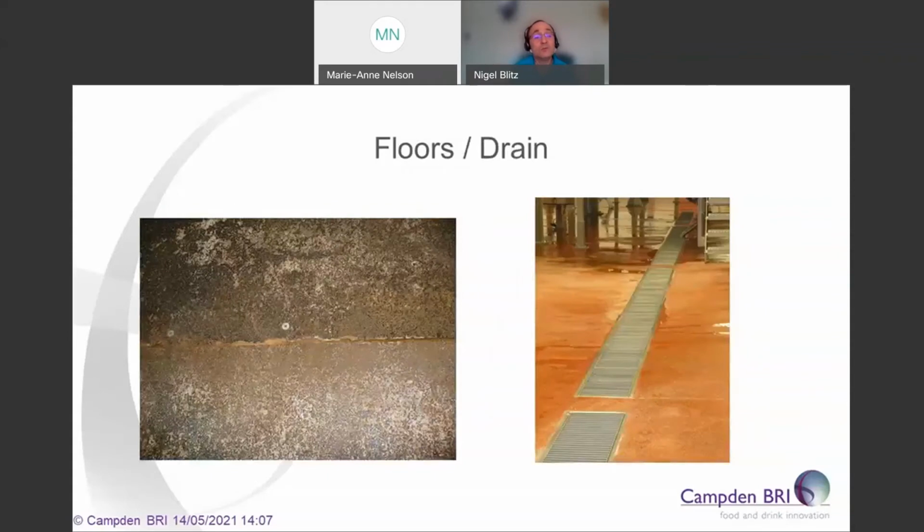And if we were to look at floors and drains, the one on the right is a non-porous resin-coated floor, and there are many colors and grades available, and it can be non-slip to smooth depending on the environment it's to be used. And the one on the left is a porous floor, which hasn't been suitably coated, that you can see is cracked. So we have a good example and a bad example.